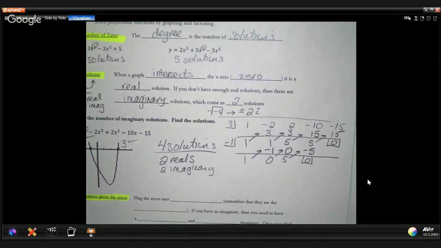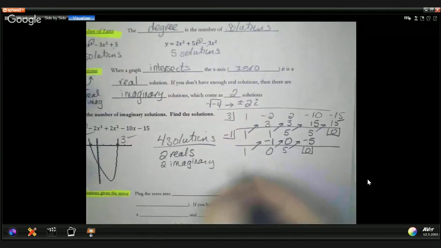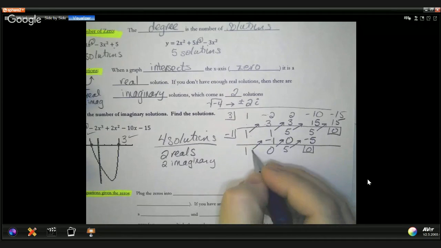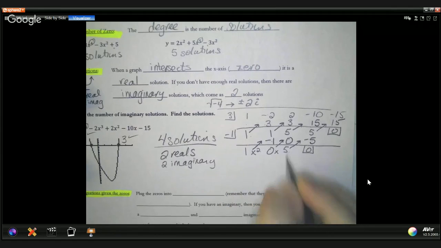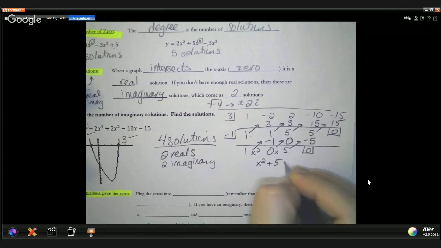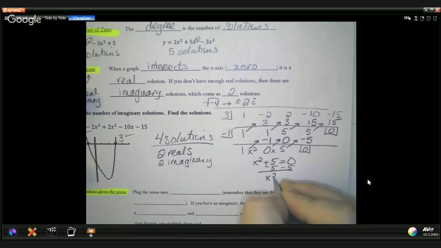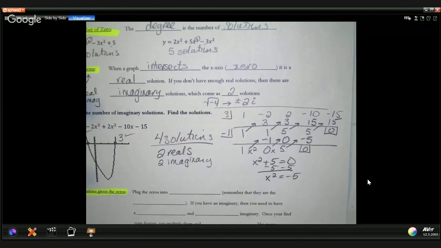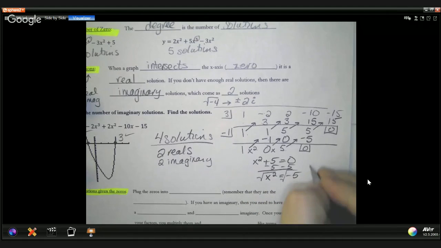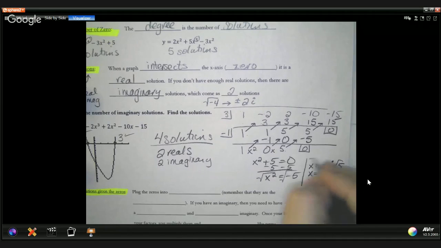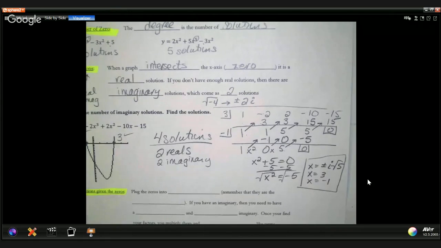So now I've done my 2 real zeros that I found, and this is what's left. Well, this would have been an x to the 3rd, so this is an x squared, x, and no x. So I'm left with this, x squared plus 5 equals 0. Well, to solve this, I'm going to minus 5 on both sides, and so I get x squared is -5. And to get rid of a square, I take a square root. And so I get x is equal to plus or minus i square root of 5, because remember the square root of a negative is i. And then let's also write the other ones that we found. And those are the 4 solutions for that polynomial function.